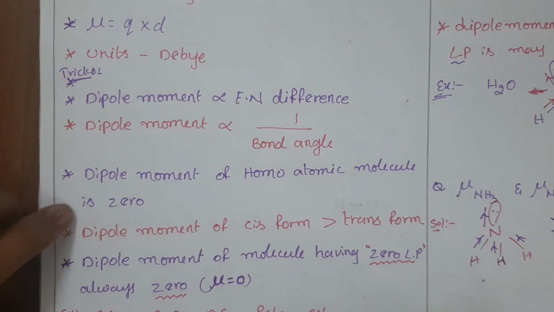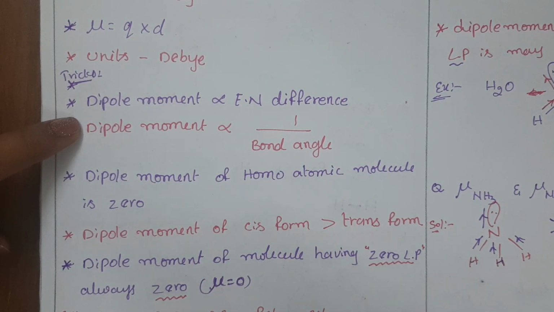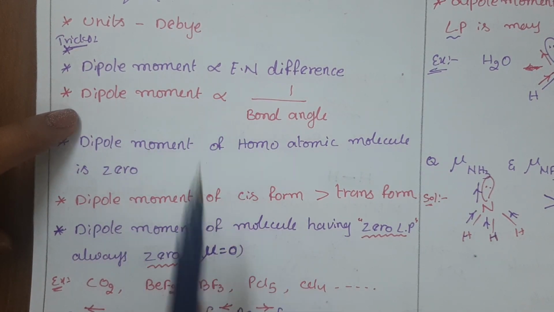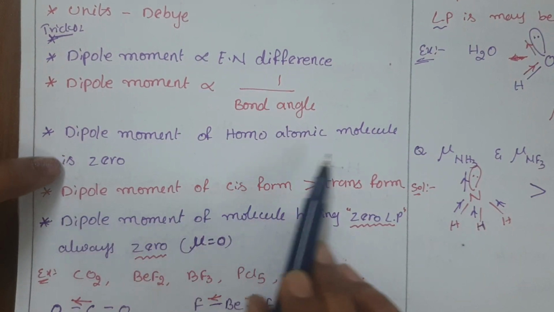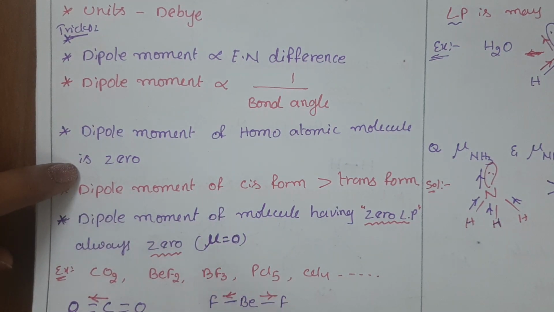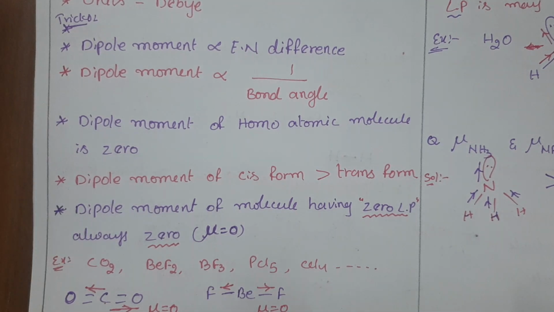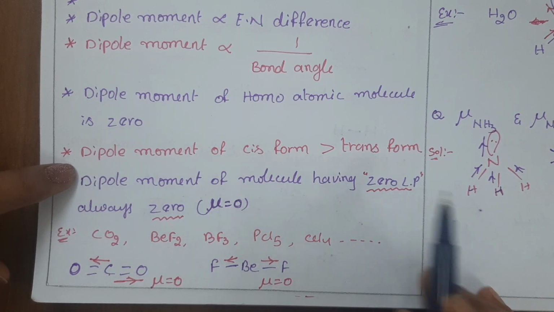So let us recall all the points. The dipole moment is directly proportional to electronegativity difference. That means if the electronegativity difference increases, the dipole moment value also increases. And the dipole moment is inversely proportional to bond angle. If the bond angle increases, the dipole moment value decreases. Next, the dipole moment of a homoatomic molecule is 0. Why? There is no electronegativity difference between the same atoms. Because same atoms have the same electronegativity, the electronegativity difference is 0, so the dipole moment is also 0. The dipole moment of cis form is always greater than trans form.